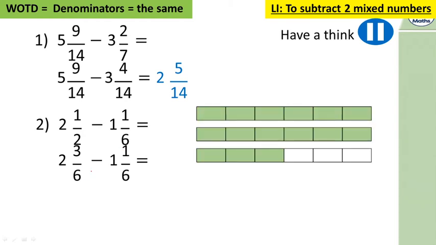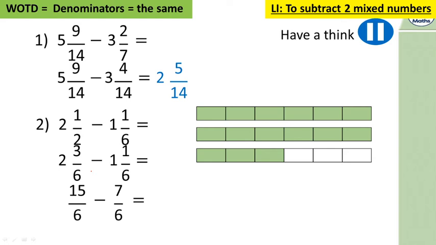We're going to partition them. Oh no, we're going to do a different method this time. If you partition them, you do 2 minus 1 and then 3/6 minus 1/6. But we're going to visualize them with our bar model this time. So we have our 2 wholes and our 3/6, and we need to take away 1 whole and 1/6. Remember, you can also count up the parts. So 2 and 3/6 is the same as 15/6. 1 and 1/6 is the same as 7/6.